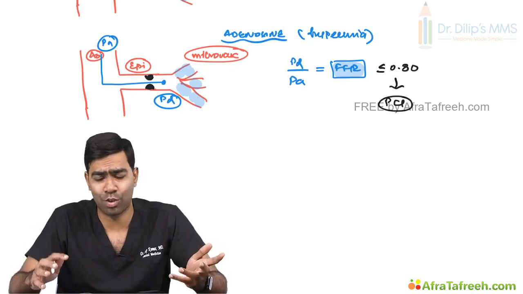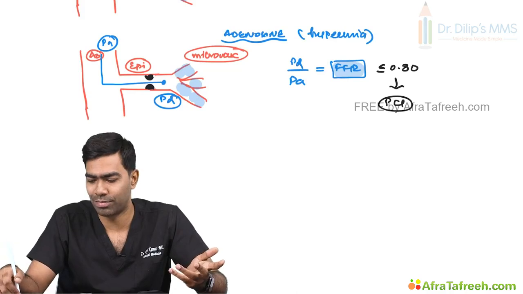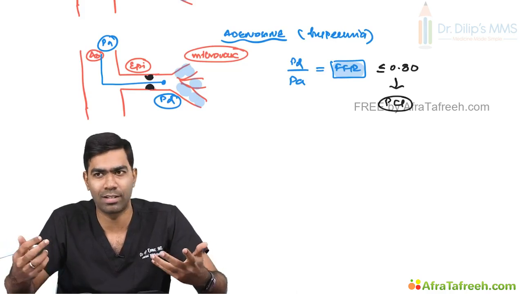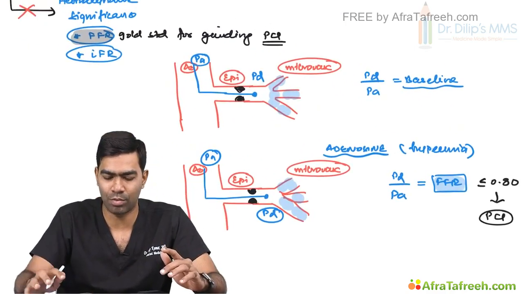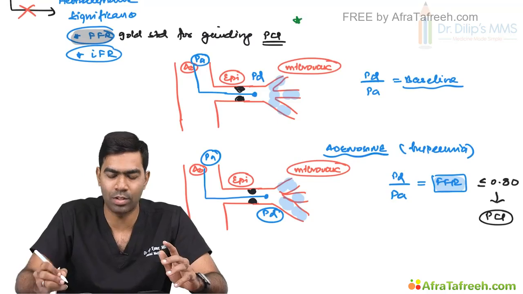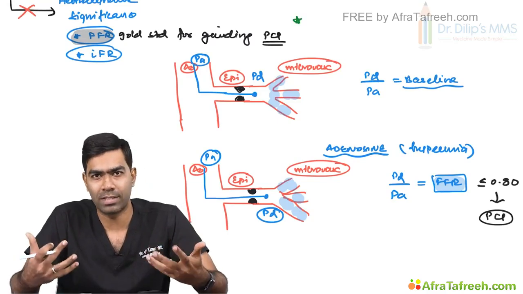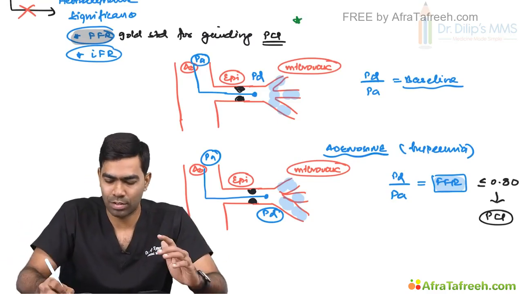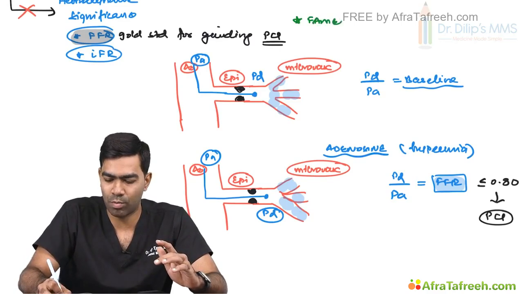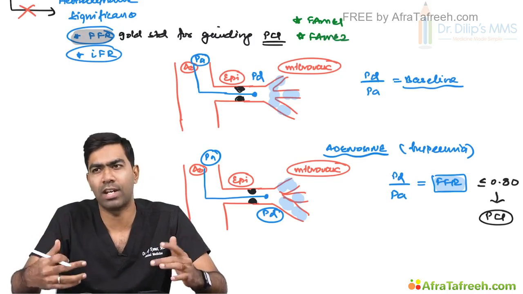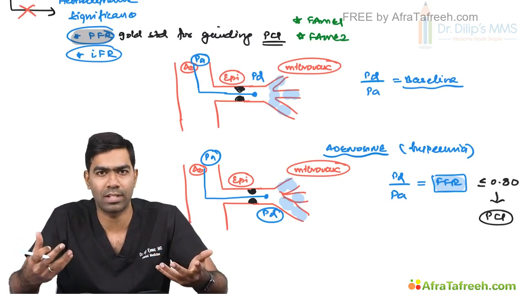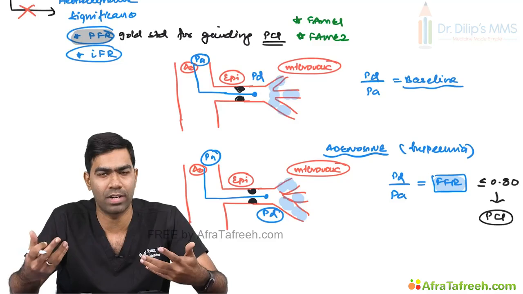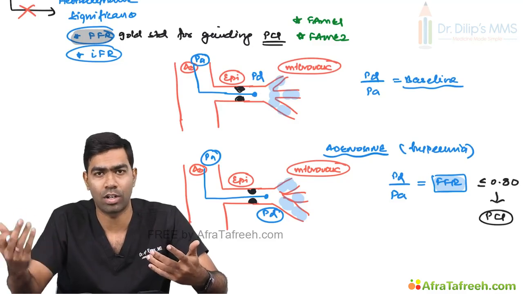So who has given the cutoff of 0.80? As I told you, cardiology is an evidence-based practice. So you need to have some trial backup for who said that 0.80 is the basis of guiding the PCI. We have two important trials, FAME-1 and FAME-2, which told that cutoff and clearly proved that this value is going to guide you for PCI, and at the same time they showed a good benefit in terms of mortality and long-term survival.